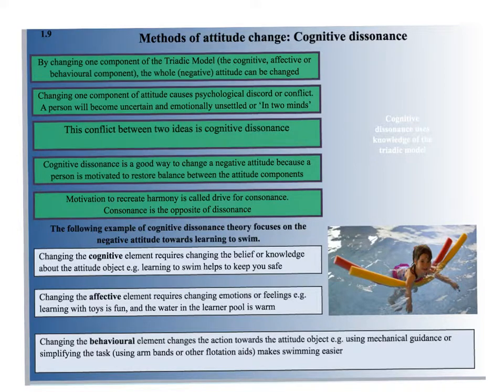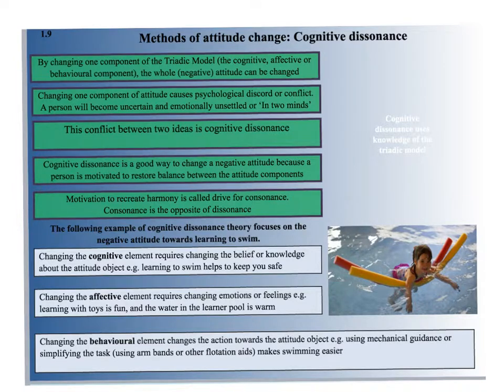So if you use the model that we've got in front of you here, what this model is suggesting is that by changing one component of the triadic model, either the cognitive, the affective, or the behavioural component, the whole negative attitude can be changed. So just think about that for a second. Changing one component of attitude causes psychological discord and conflict. A person will become uncertain and emotionally unsettled, and what we call in two minds.